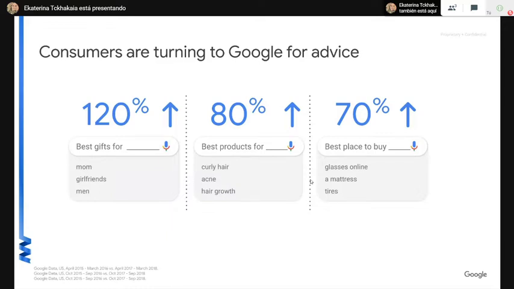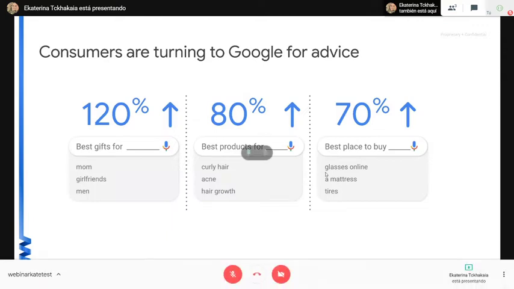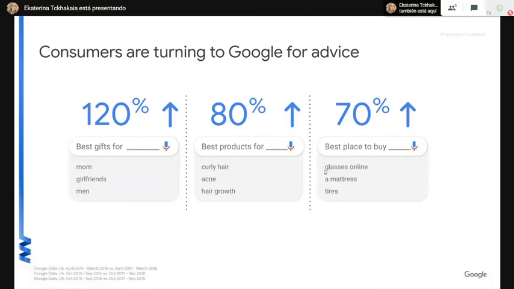We all know that Google is a place where you can find a specific product in store when you already have something in mind. But it's also a place where people always come to look for inspiration, get some ideas, or find that perfect gift for their loved ones. So in the past 2 years, we have seen an increase in queries for mobile searches such as best gifts, increased by 120%, or best products, increased by 80%, and best places to buy specific products, which means that some of the buyers are really not sure what exactly they would like to buy. And here's where you could come and try to capture this demand.